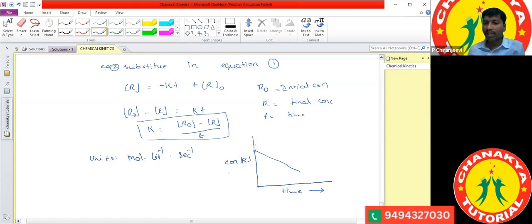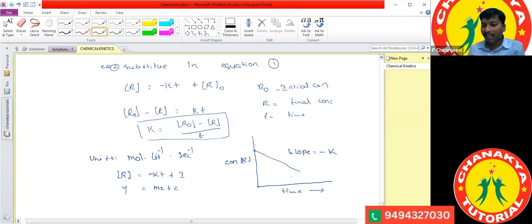The given graph looks like y = mx + c, and our formula was [R] = -kt + [R]0. In this one, concentration is on the y-axis, so y = mx + c, where the integrated constant is the intercept, also taken as [R]0. And what can we take as the slope? Slope is equal to minus k.